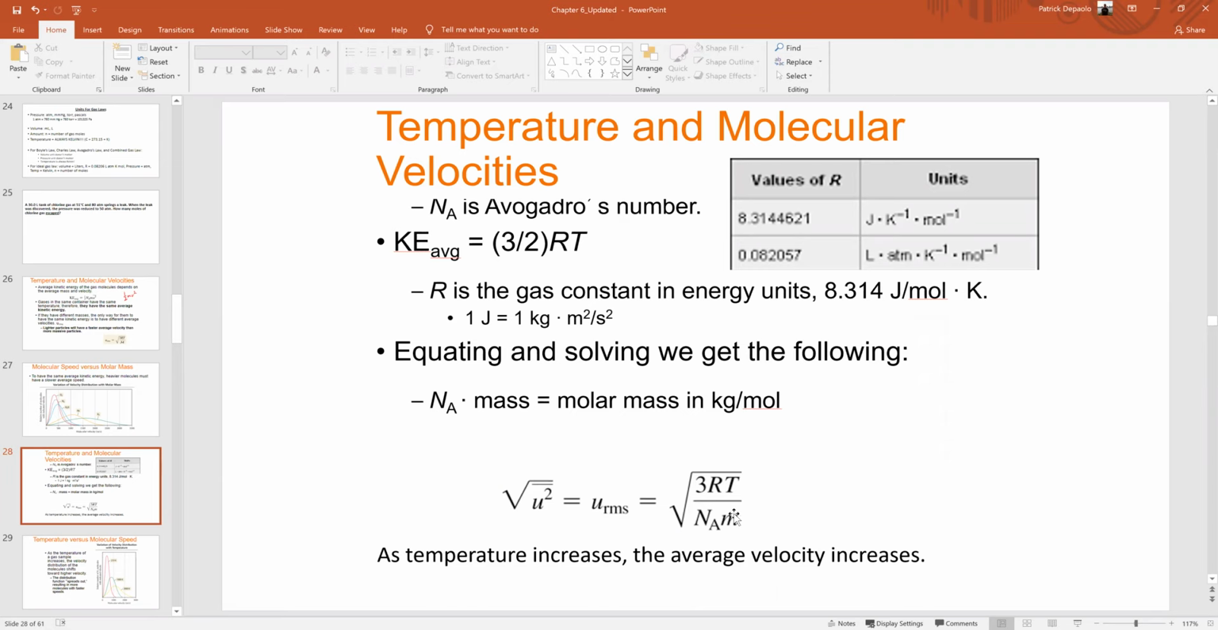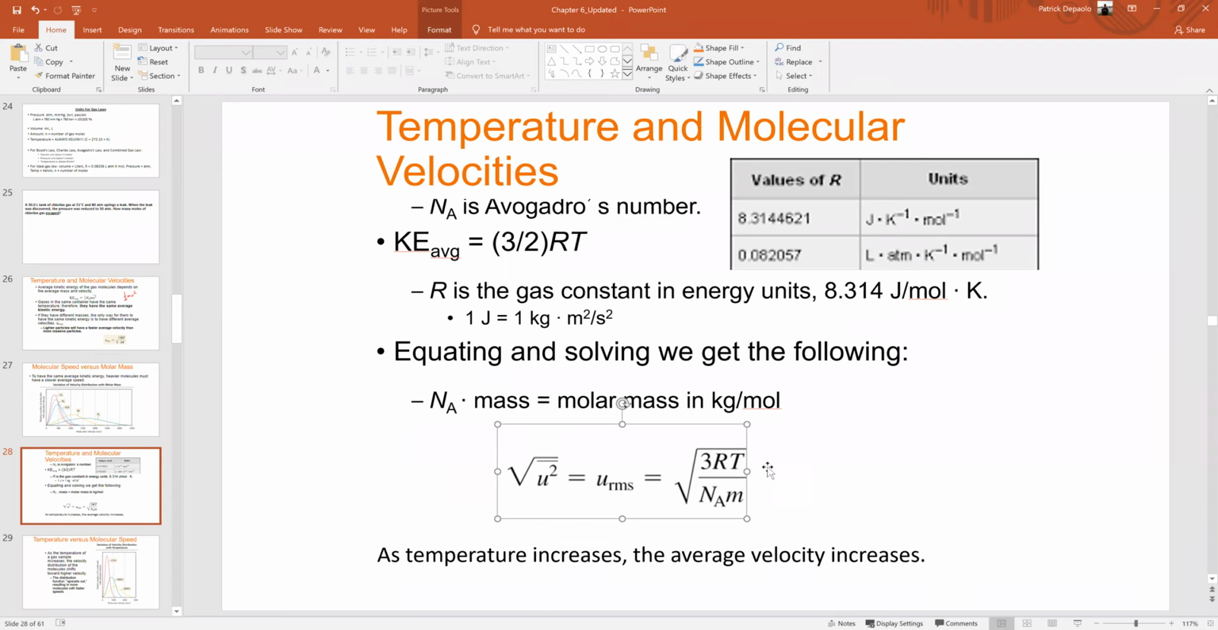So if you see that the mass increases, that means the root mean square velocity will be less because it's in the denominator. The temperature will increase. That means the root mean square velocity will increase because it's in the numerator. So that equation will be given on the exam, and it should be fairly easy to use.